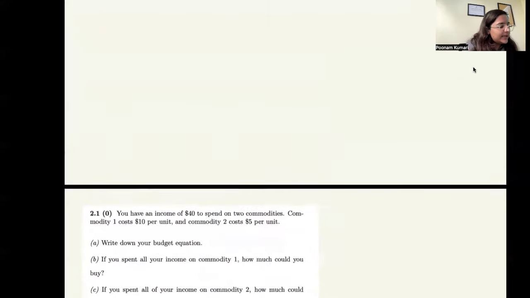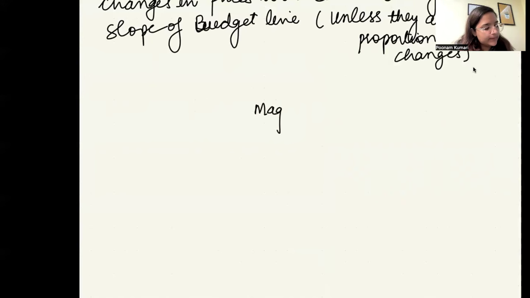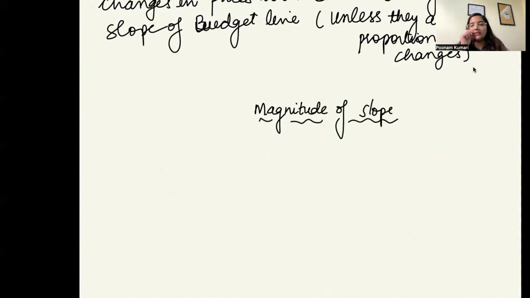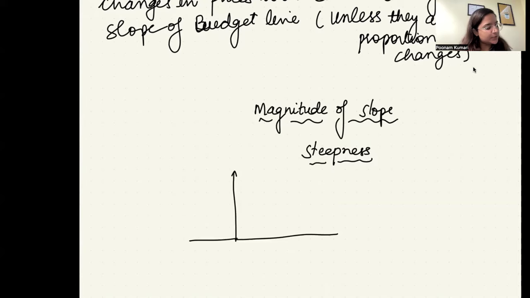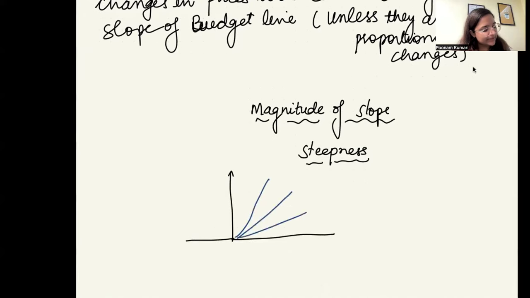So what I was saying is that the magnitude of slope tells you or gives you the information regarding the steepness. So the higher the magnitude of the slope, that means the line is more steep. So I could have multiple situations like this, like this, like this, like this. So this is the most steepest line. Out of these 4 lines, this is the most steepest line.